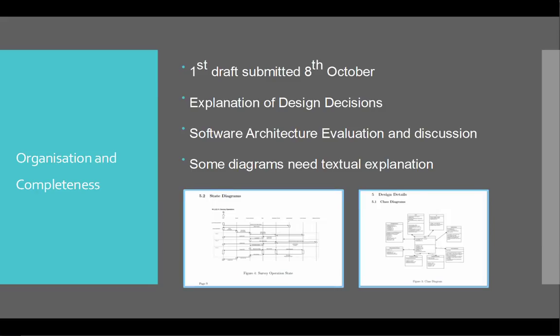The first draft of this document was submitted on the 8th of October 2015, and it contains an explanation of all major design decisions, followed by a brief discussion of the reasoning behind them. It also contains an evaluation of the software architecture included, as well as a discussion of potential alternatives and the implications that these would have for the project.